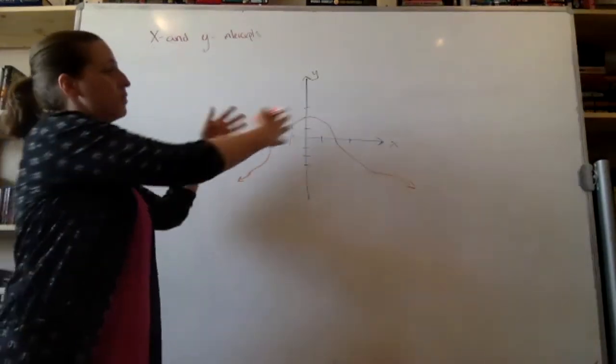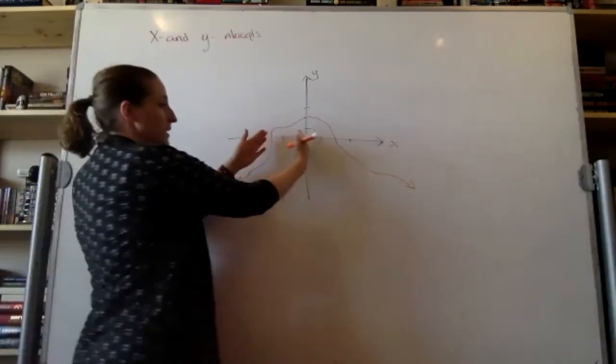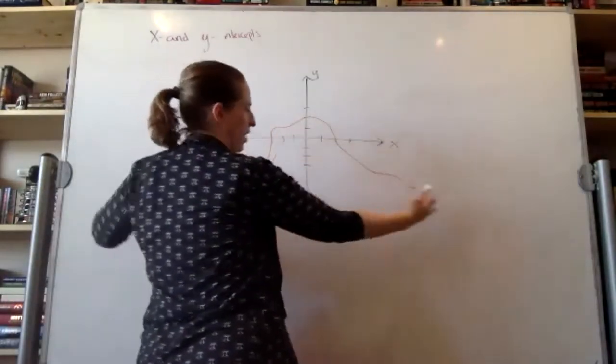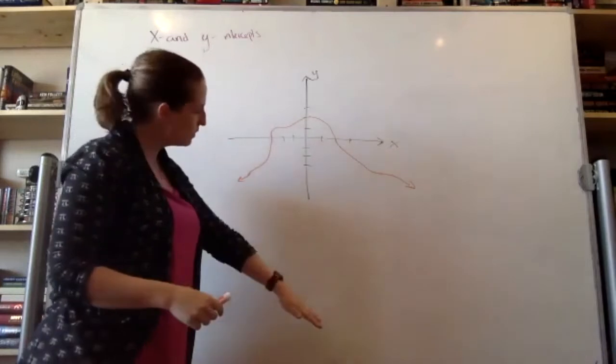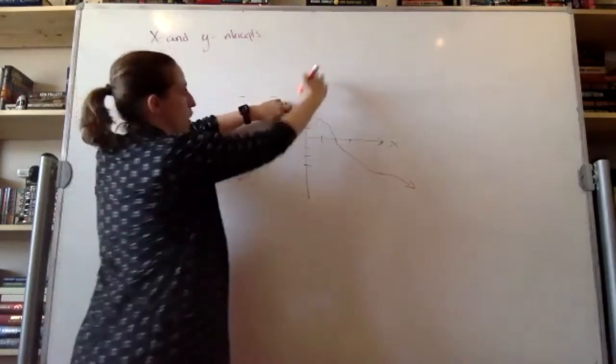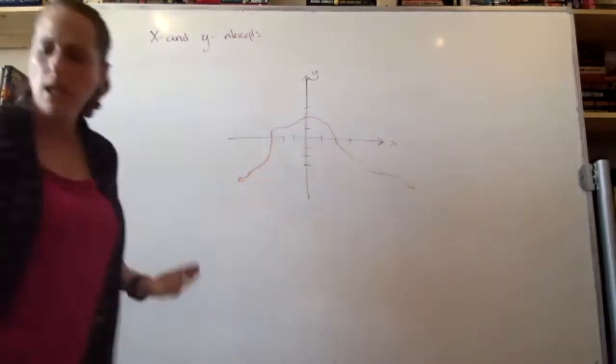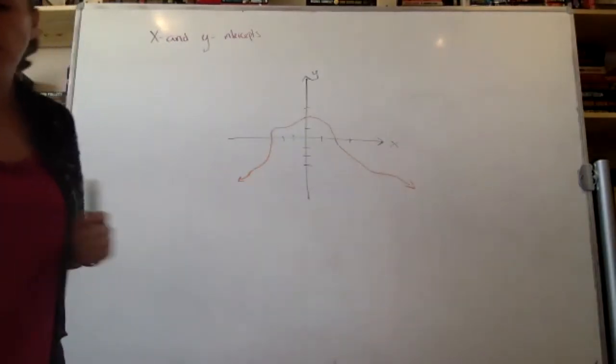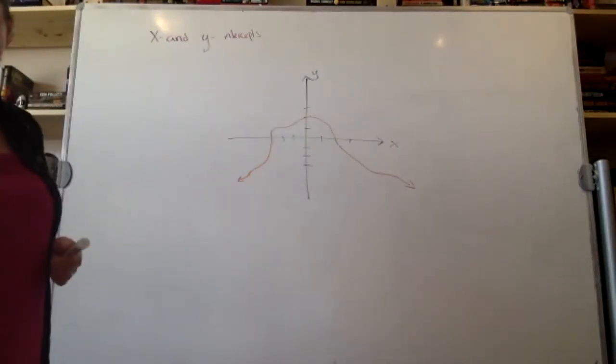I can think about the domain and range of this. The domain is going to be everything. This is eventually going to cover all of the x values. Our range would be negative infinity to 2 because there's no y values above 2. What I really want to talk about now is x and y intercepts, okay?